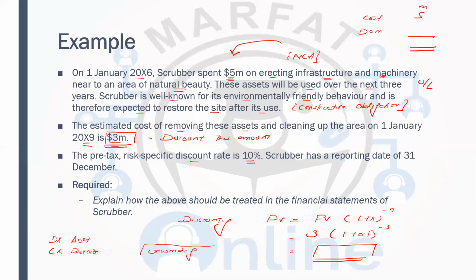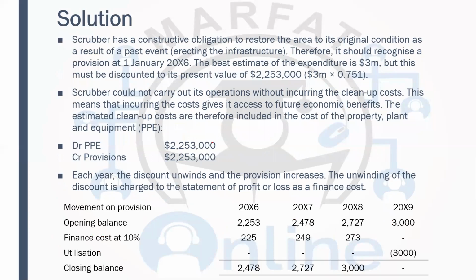And this present value, then there will be unwinding, if you remember, because we have to take the discounted value to the future value systematically. That is known as the unwinding. Now this is the answer. First of all, the present value of this 3 million, which is 30 lakh, is 2,253,000, that means 22 lakh 53,000. So debit PPE, because this will be capitalized as part of the asset.